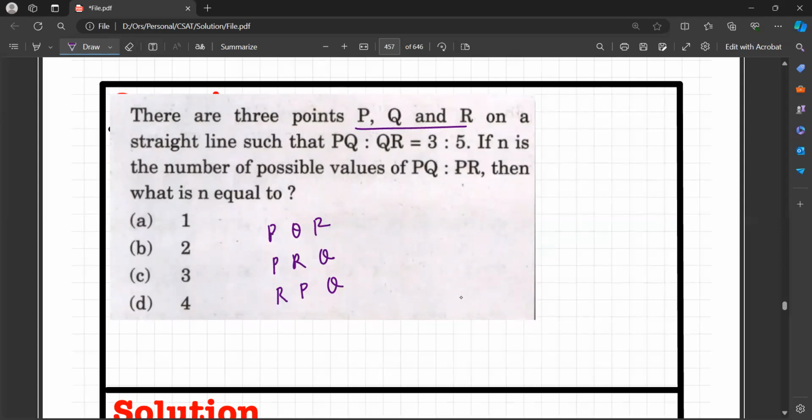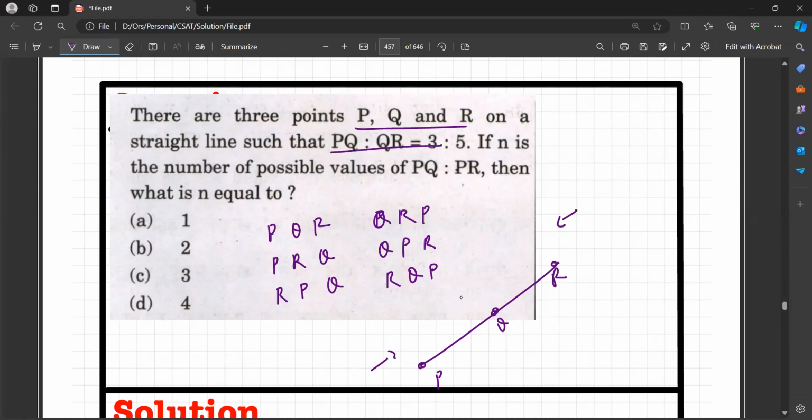Is it clear? Once it is PQR, or I can also write PRQ. Another case, I can begin with Q also: QRP, QPR, RPQ, RQP. Now once you do the arrangement, you can clearly see if I do PQR, it is the same as RQP. Observing from this side or this side, both are the same thing. PQR and RQP are the same.